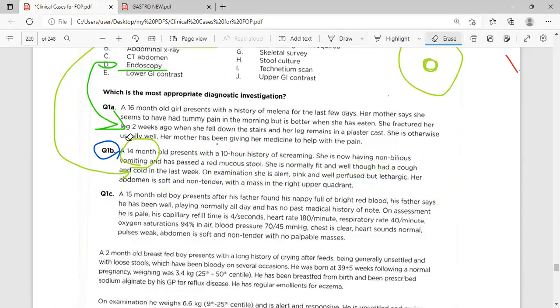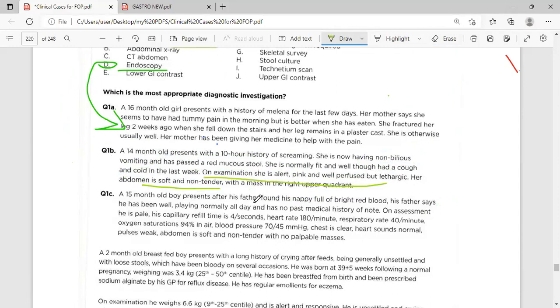Dr. Fatima, here the child is otherwise alert, pink and perfused. But why are they writing lethargic? If she is alert, I don't understand how she is lethargic. She's alert and well perfused, that means she is not in shock. But the child is lethargic because the child is having pain. There is vomiting, and she has passed a red mucus stool. So obviously this is a stressful situation. That's why the child is feeling lethargic. But they are excluding the chances of shock by saying pink, well perfused.